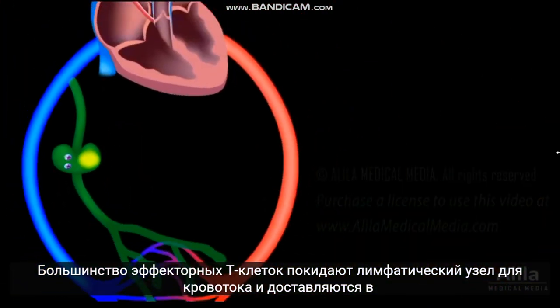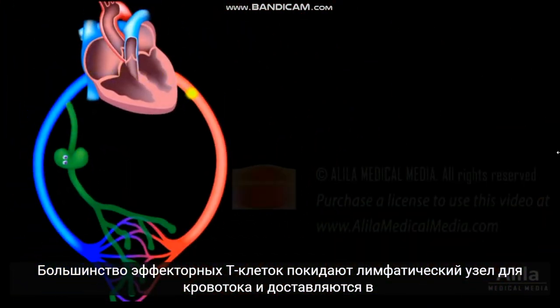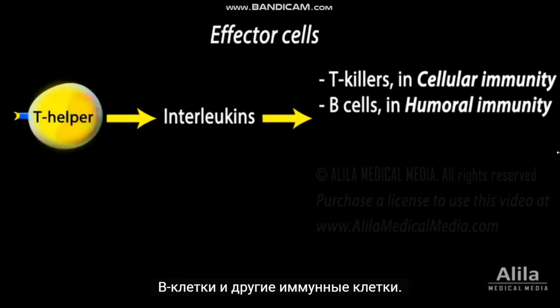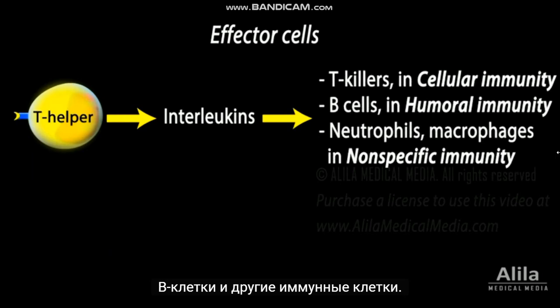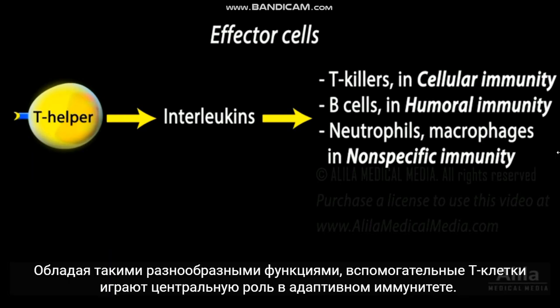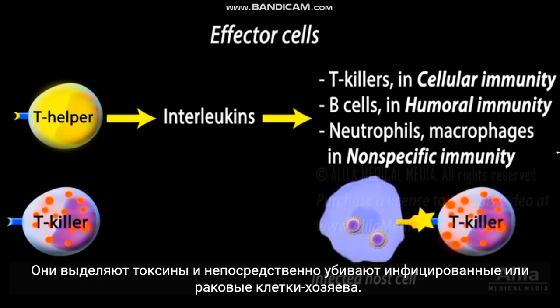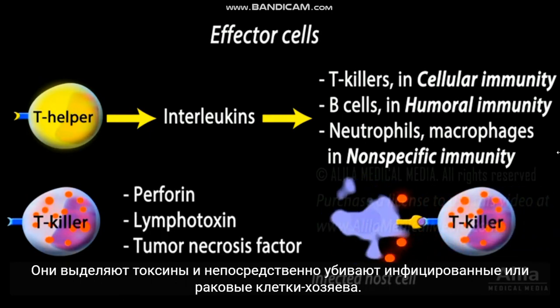Most effector T cells leave the lymph node for the bloodstream and are delivered to the site of infection, where they carry out immune attack against the pathogen. Helper T cells produce interleukins, which help with the activation of cytotoxic T cells, B cells, and other immune cells. With such diverse functions, helper T cells are central to adaptive immunity. Cytotoxic T cells, on the other hand, are the main actors of cellular immunity. They release toxins and directly kill infected or cancerous host cells.